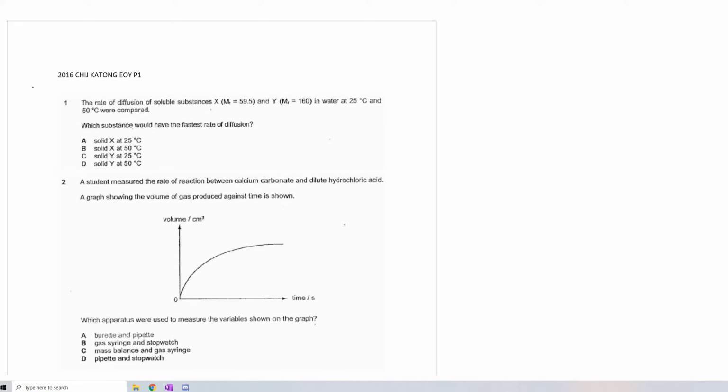For question 1, the rate of diffusion of soluble substances X with the MR of 59.5 and Y with the MR of 160 in water at 25 degrees Celsius and 50 degrees Celsius were compared. Which substance would have the fastest rate of diffusion? So when the question is asking you for the rate of diffusion, they are basically asking who has the fastest speed. Okay? Alright.